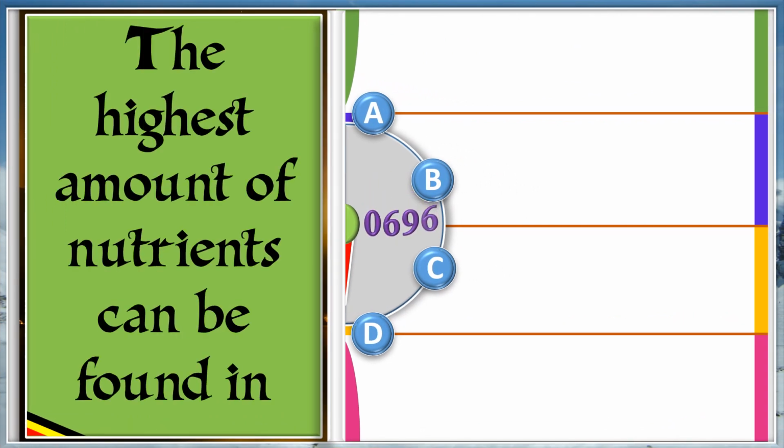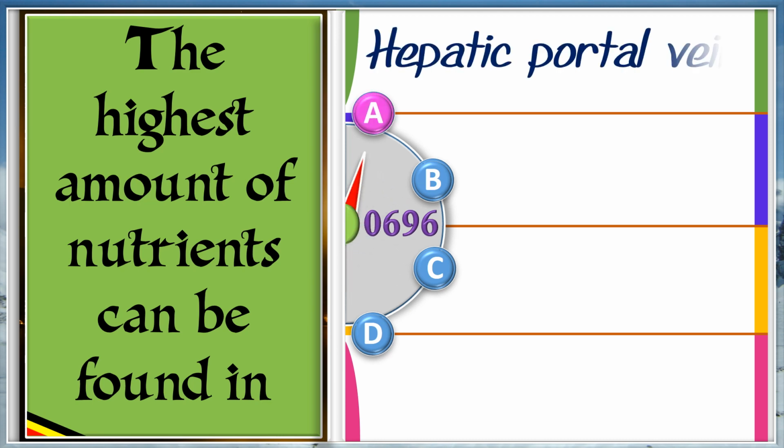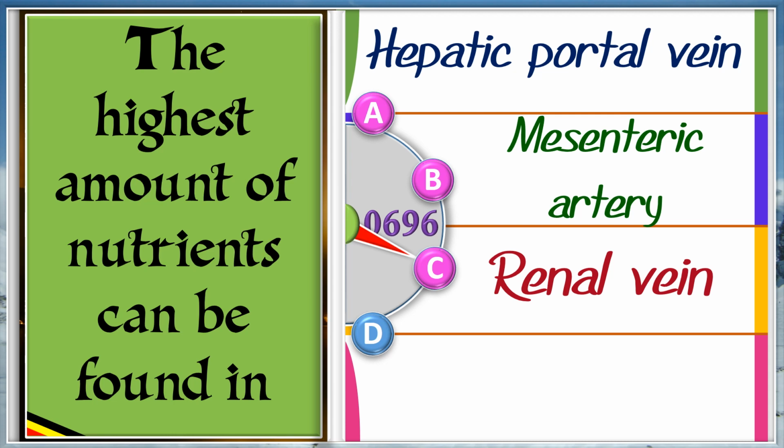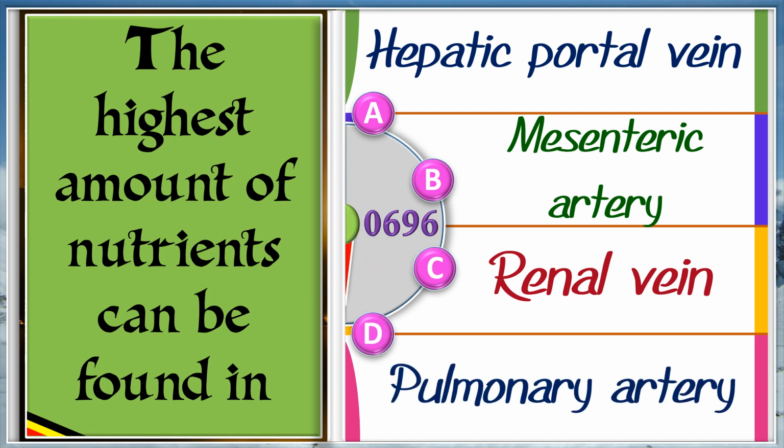The highest amount of nutrients can be found in A. Hepatic portal vein. B. Mesenteric artery. C. Renal vein. D. Pulmonary artery. And the answer is A. Hepatic portal vein.